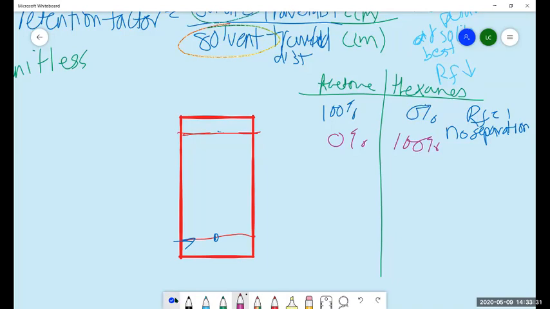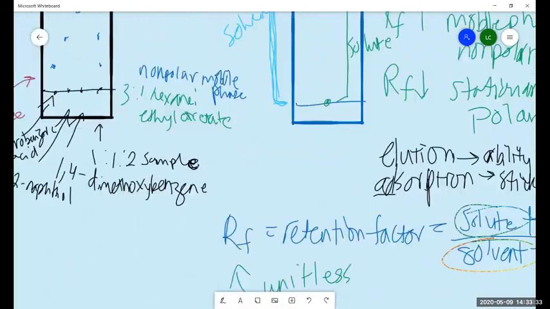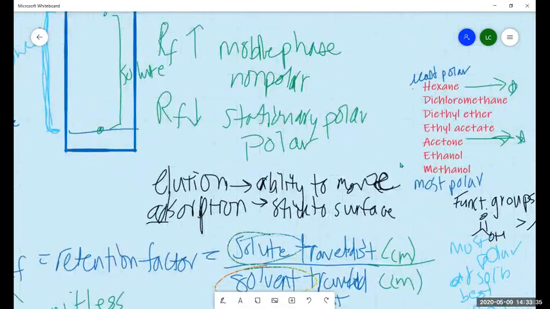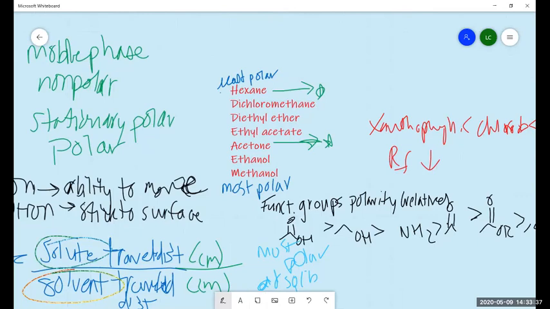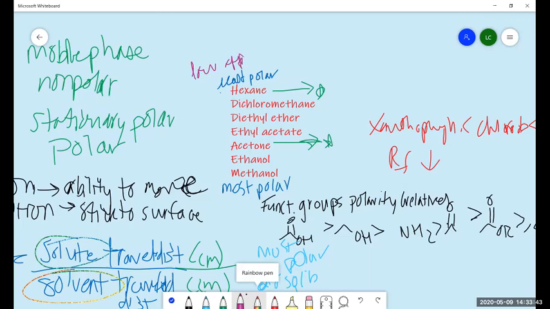So once again, going back to this where we kind of skipped through it. It says low affinity. So hexane has a low affinity for the stationary phase. That's what it means. And it has low elution power. And that's why we see an RF of 0. Nothing is going to elute.